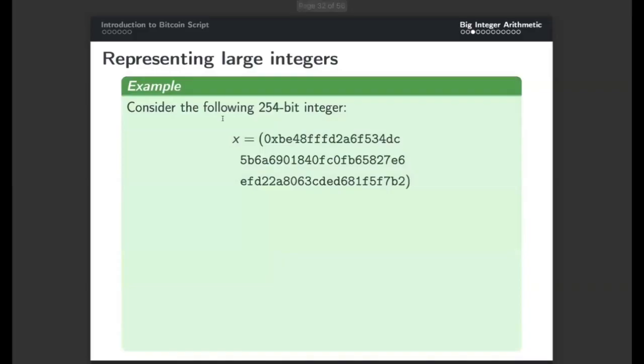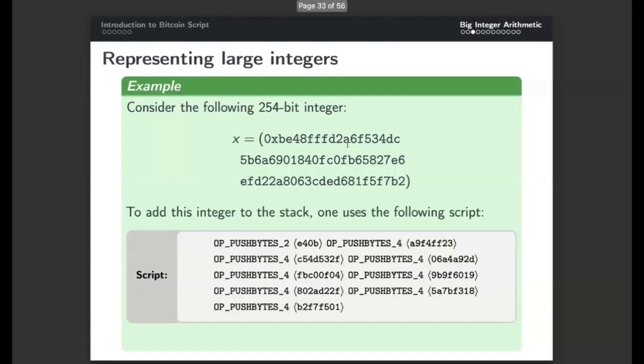Okay, so let's give an example just to be more specific. Suppose they have this 254-bit integer. You cannot just take this integer and push it into the stack, because recall that Bitcoin can only process integers which are up to 32 bits in the stack. So in order to publish this integer, you have to split it into 9 pieces. They are provided here.